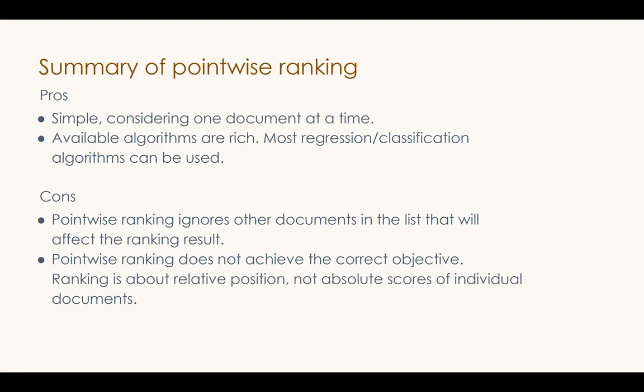Also, pointwise ranking is trying to predict a score for a single document. This is not exactly what we are doing in reality. In reality, we are looking at the whole list of documents and trying to rank according to relative relevance. So there's a disconnect between this particular loss function or objective function and our goal. That's why this is suboptimal.